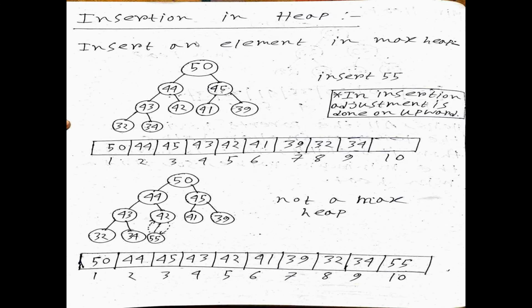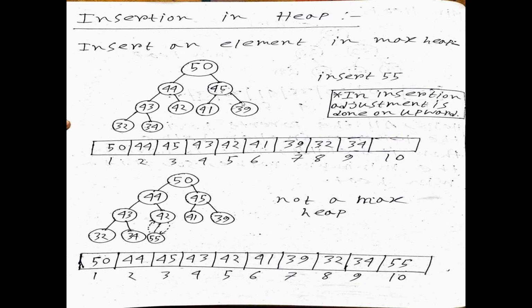What is the condition? First of all, it's a complete binary tree. No doubt it is a complete binary tree, because 34 is the last element. No gap, complete binary tree. Next, the root has the maximum value. Yes, 50 is the maximum value, larger than all elements. Every time parents are greater than their children.